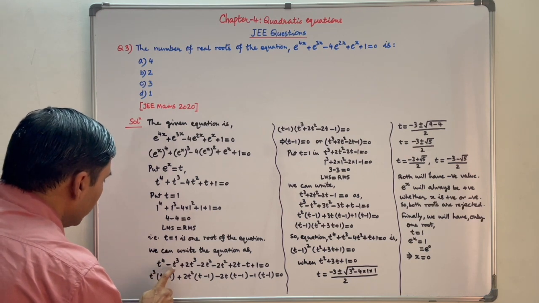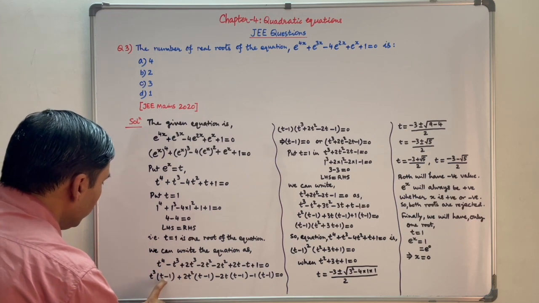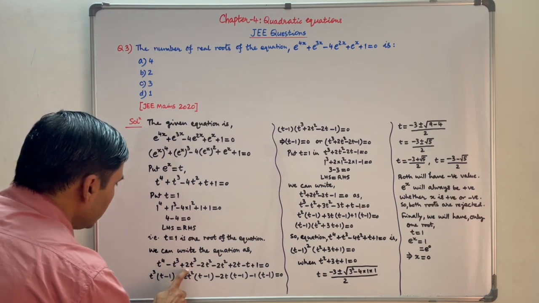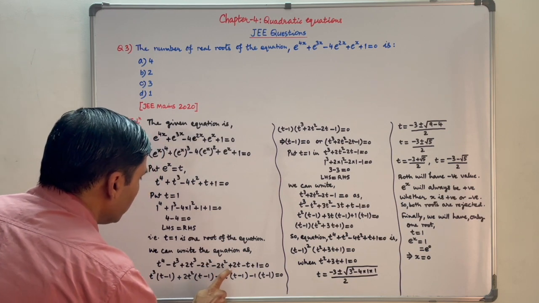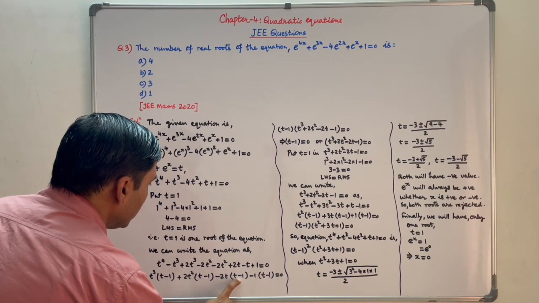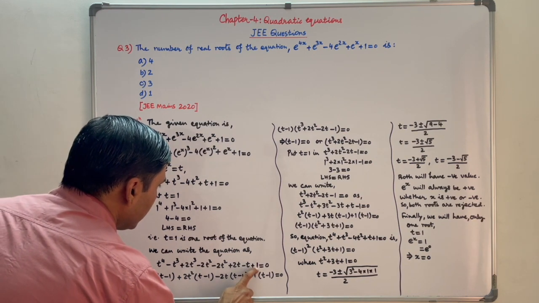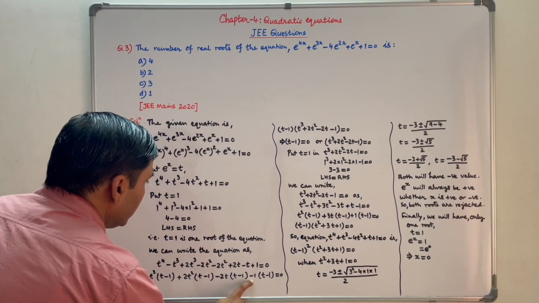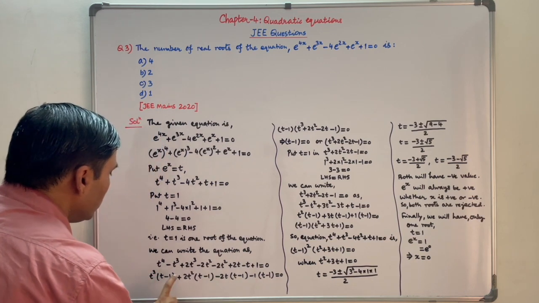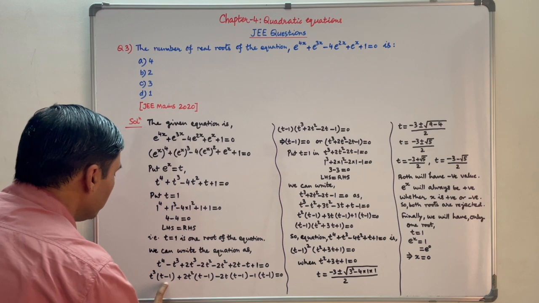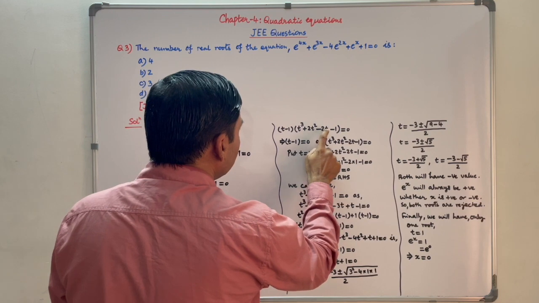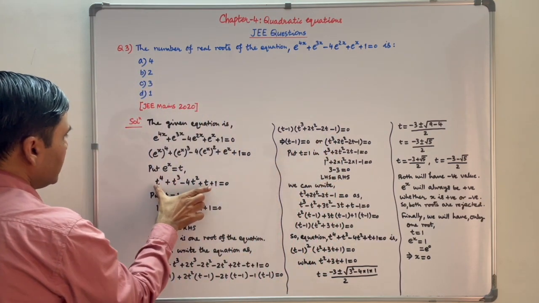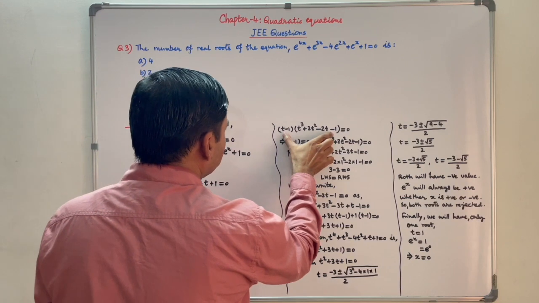So in term 1 and 2, if we take t cube common, we get t minus 1 in bracket. In term 3 and 4, if we take 2t square common, we get t minus 1 in bracket. In term 5 and 6, if we take minus 2t common, we get t minus 1 in bracket. In term 7 and 8, if we take minus 1 common, then we get t minus 1 in bracket. Now in these four terms, we can take t minus 1 common. So we get t minus 1 into t cube plus 2t square minus 2t minus 1. So we have factorized this expression as this.